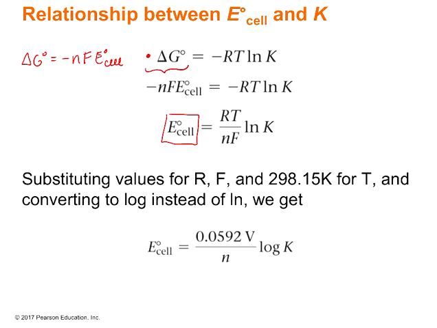Now we could further simplify this equation because we already know the gas constant. And if we're under standard conditions, we know that the temperature is 298 Kelvin. We also know Faraday's constant. So plugging those in, we get this more simplified equation where the cell potential is equal to 0.0592 volts over the number of moles of electrons times the log of K.